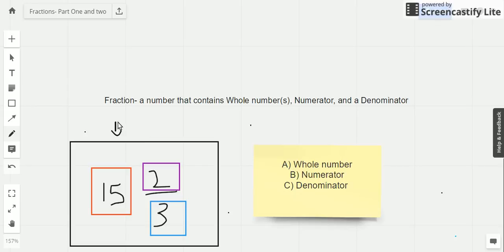So I want you to try the warm up now. Pause this video and in the comments below say which colored box will be the whole number, the numerator, and the denominator. So pause this video. Basically, if you said A as the orange box, you're right, B is the numerator, and C should be the denominator.